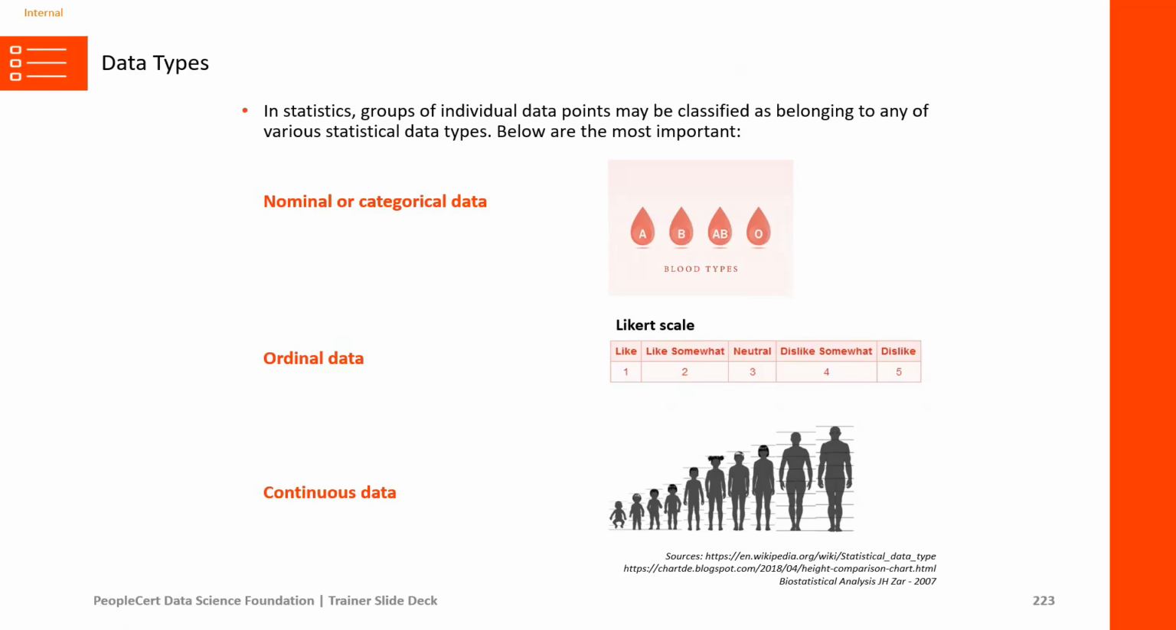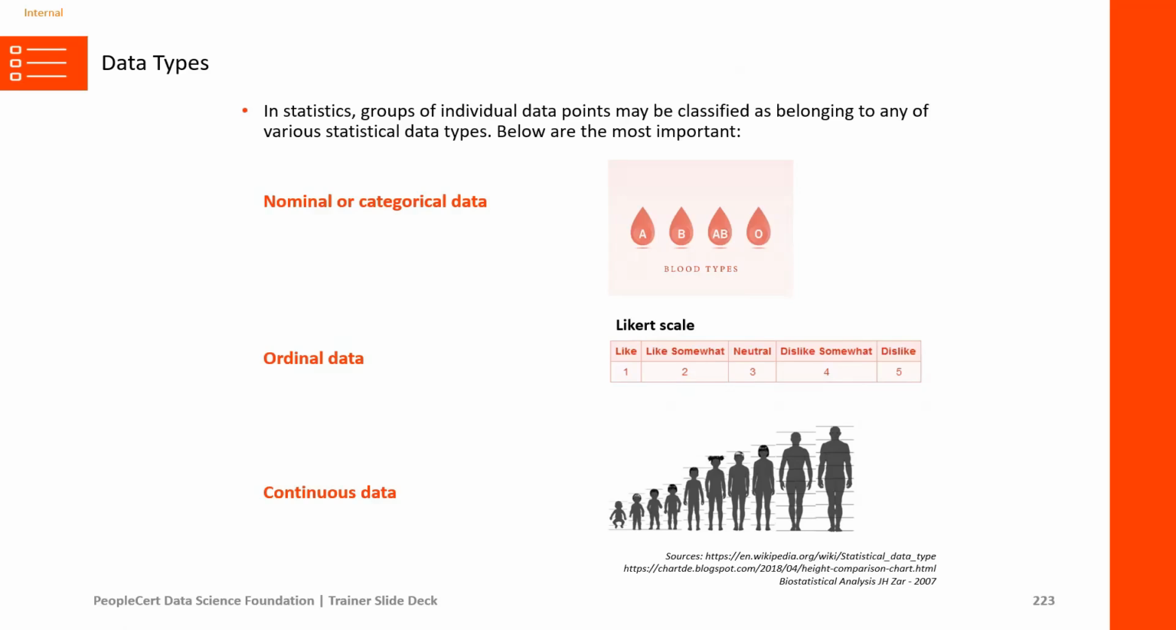Then you have the scale called ordinal data. Ordinal data basically helps you to rank data in terms of the Likert scale. So you have a 1, 2, 3, 4, 5 rating, and then 1 says you like it, 2 says somewhat like it, 3 says neutral, 4 says dislike it somewhat, and then 5 is complete dislike. So that's the ordinal data where you rank your entries.